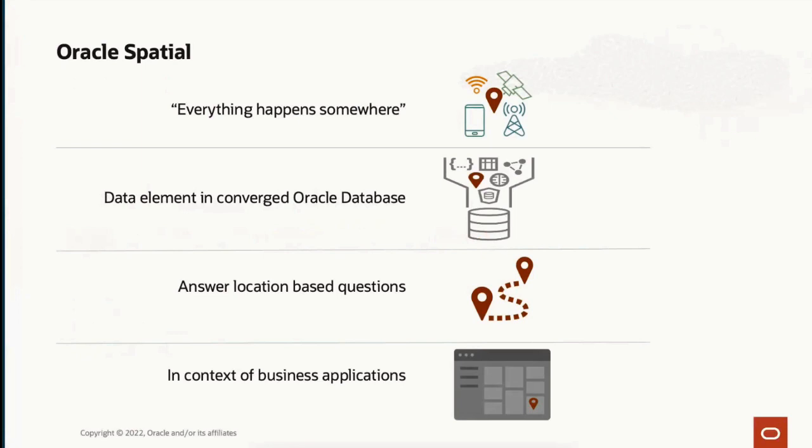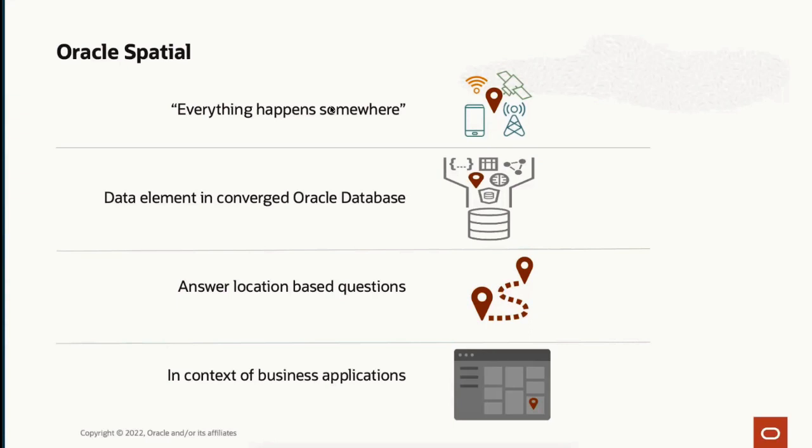It all happens somewhere. And at Oracle, location is really just another built-in native data element in the Oracle Converged database, every Oracle database, alongside the other forms of converged data. So it's spatial, it's graph, it's JSON, et cetera, et cetera. All mainstream features of the database.